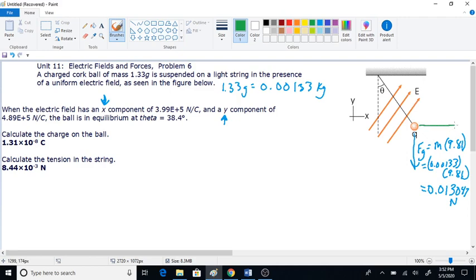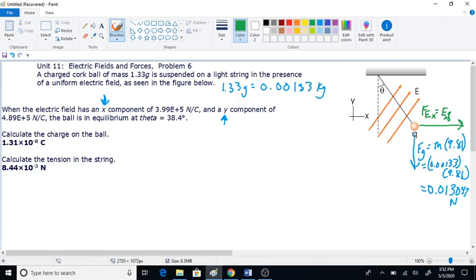So we have here, we'll call this EX, the electric field force. How about FEX? FEX, that sounds better. And the force due to an electric field on a charged particle is EQ. So we'll call it EX times Q.